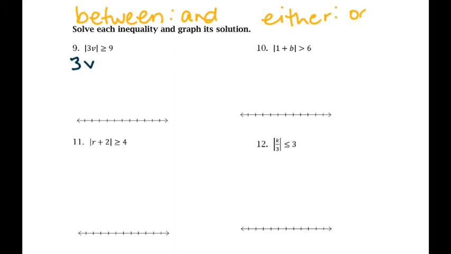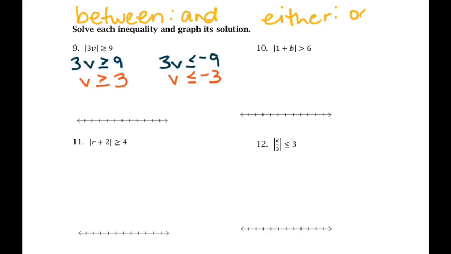We're going to say, okay, 3v is greater than 9. So if this number is greater than 9, like 10 or 12 or something, then my absolute value will be greater than 9. But also if 3v is less than or equal to negative 9, that's on the other side of the number line, and that will also give me an absolute value of greater than 9. So I'm going to solve each one. I divide everything by 3 on both sides, and that's what I've got on my inequalities.